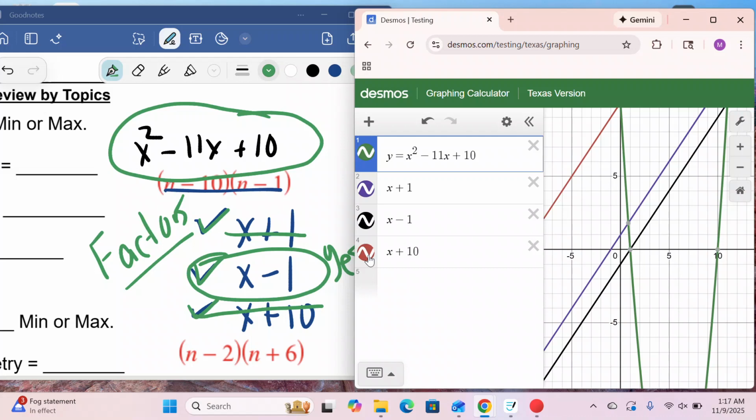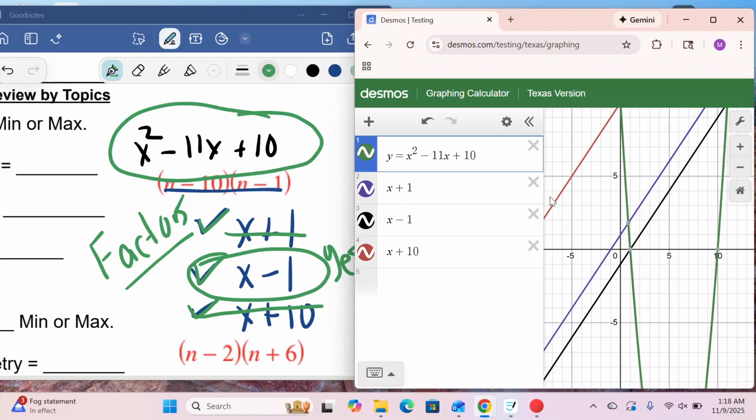I can tell that they are all parallel. Why? Because they have a 1 as the slope. So once again, they are parallel. That one's not going to have any solutions where they cross, where they meet. But once again, we're not looking at that. We're looking at factors. So once again, x plus 1 is not.